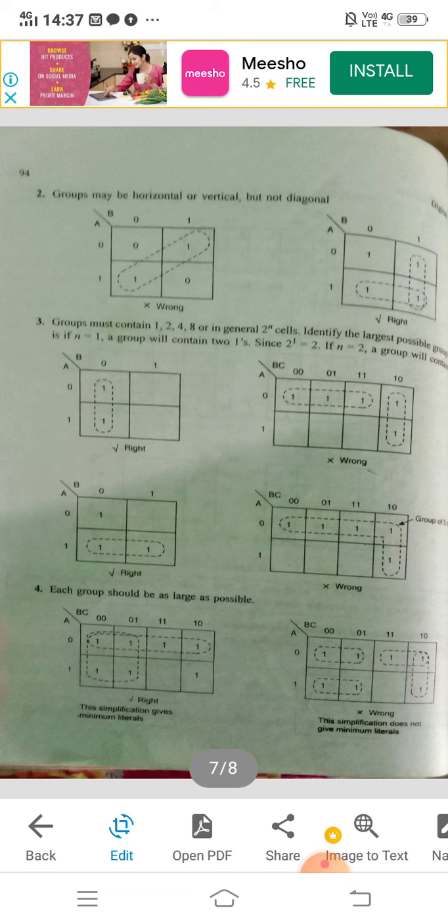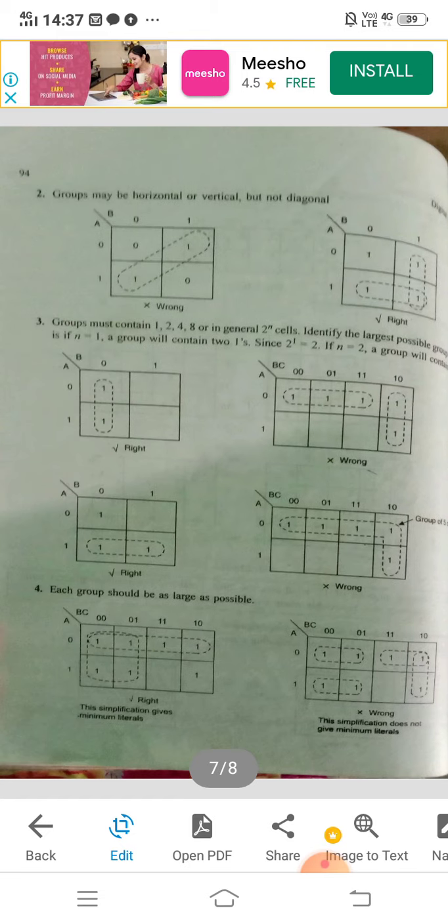Next rule, fourth: each group should be as large as possible. Yes, it is important to remember, whenever you make any group, it must be as large as possible. See the first numerical: here is a grouping of 4, again 4, it's the right method. Second, you can see here is a grouping of 1, but grouping of 4 is also possible, so make the largest group. So it is the wrong method.